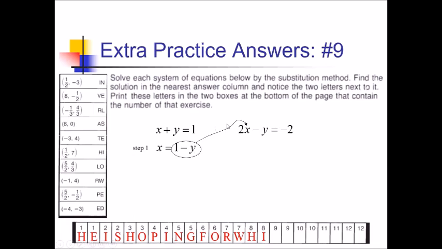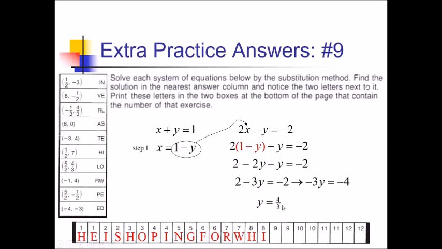So if I plug that in, I've got 2 parentheses 1 minus y, minus the y equals negative 2 still. And now if I distribute this 2, I've got 2 minus 2y, and then all that other stuff as well. And now if I combine like terms, this is going to be a negative 3y on the left side. And now I can subtract 2 to get over to the other side here. So that's going to be a negative 2 minus 2 is negative 4. And then finally, if I divide both sides by negative 3, I'll get y by itself. So I'll have negative 4 over negative 3. Since those are both negative, I can make that positive 4/3 for the y value.